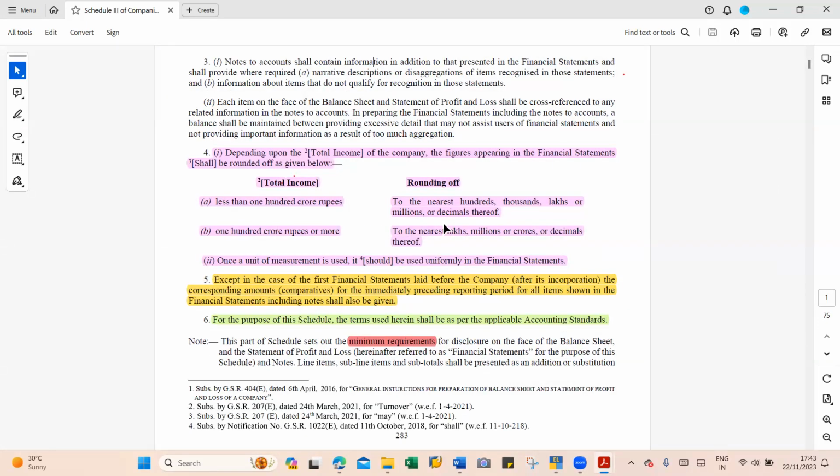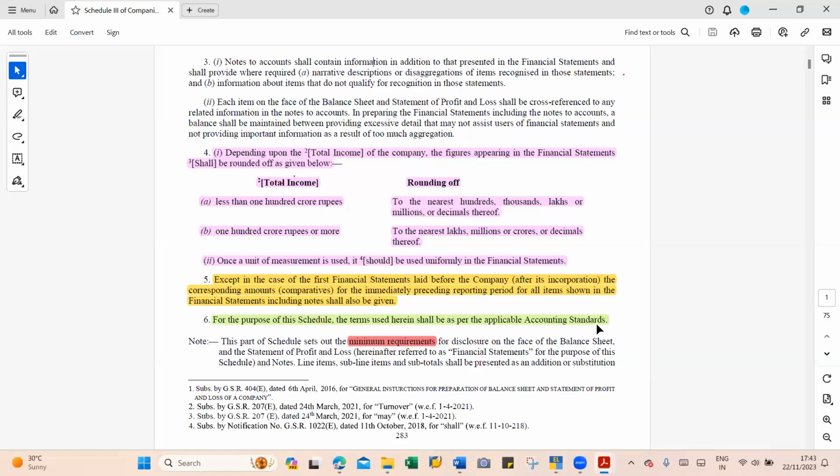Now I come back to Schedule 3 again. Hope you are able to see the schedule now. Now the 6th point: for the purpose of this schedule, the terms used herein shall be as per the applicable accounting standards. You see here.